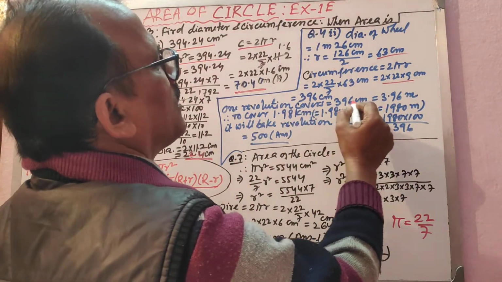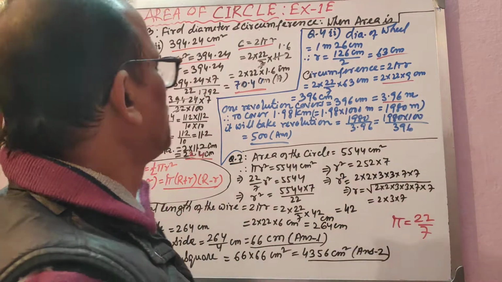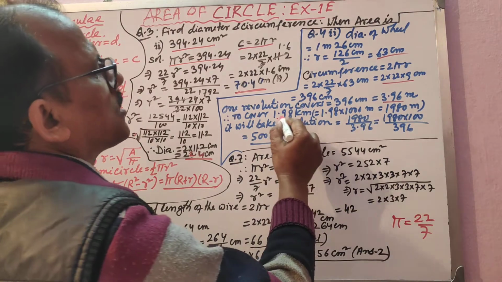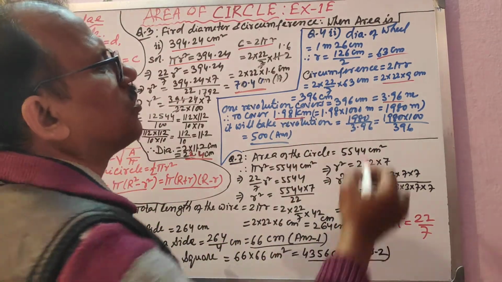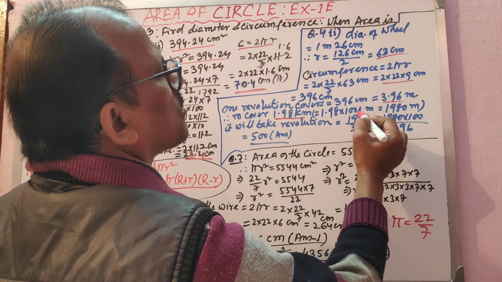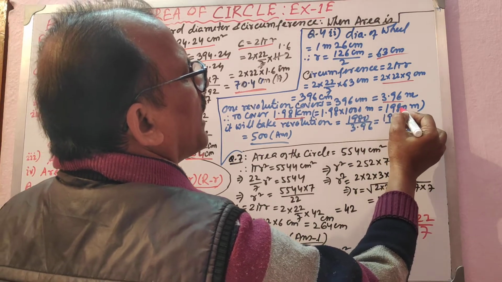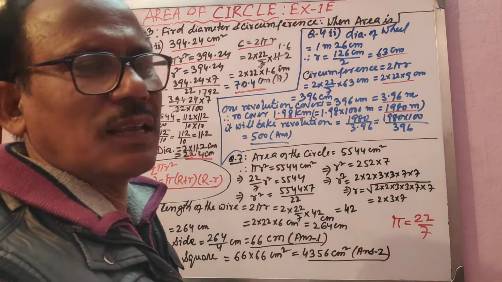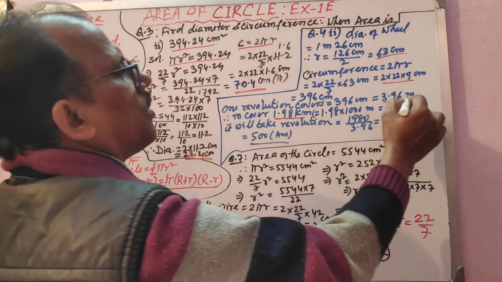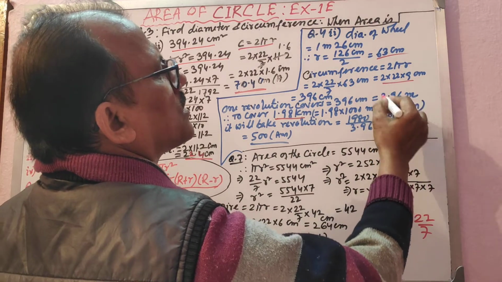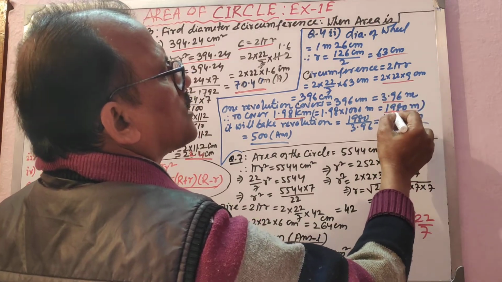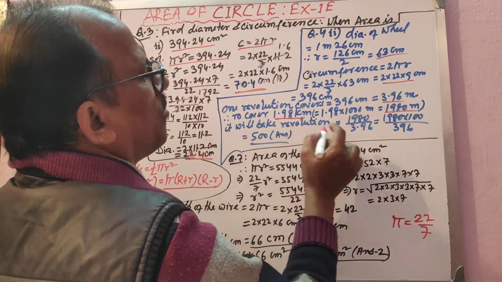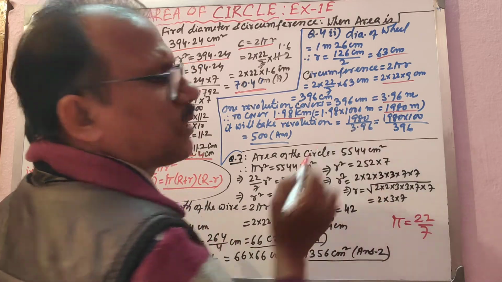Now that means 3.96 meter it can cover in one revolution. To cover this much distance, 1.98 kilometer, here it is meter, we have to convert it by multiplying by 1000, that will be 1980 meter. 1.98 kilometer means 1980 meter. One revolution covers this much meter. So to cover this distance, how many revolutions? This divided by this. So the revolutions will be 1980 divided by 3.96.